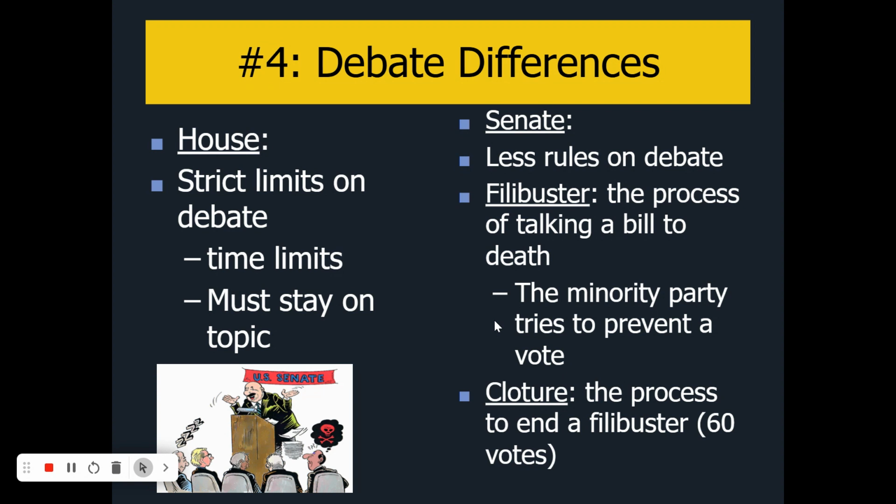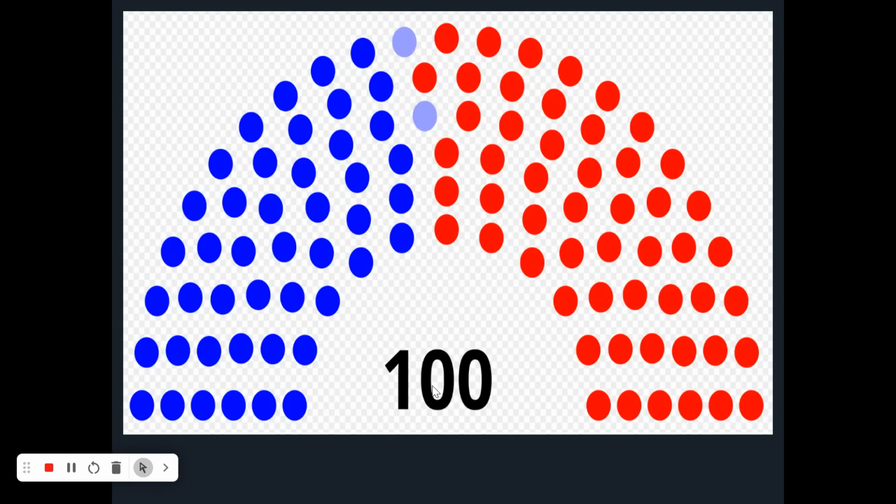The only way that you can stop a filibuster is to vote for what's called cloture, which is getting 60 senators to agree to stop the filibuster and to call for an actual vote, right? So you can't do this in the House because there's such strict rules, but you can do this in the Senate. So the filibuster is a major reason why Congress isn't passing as many laws as they used to.